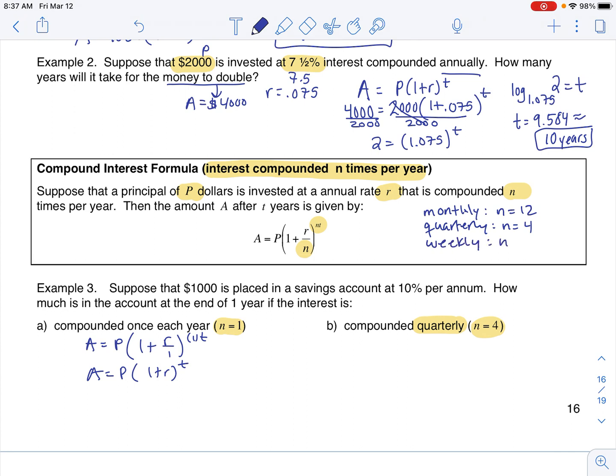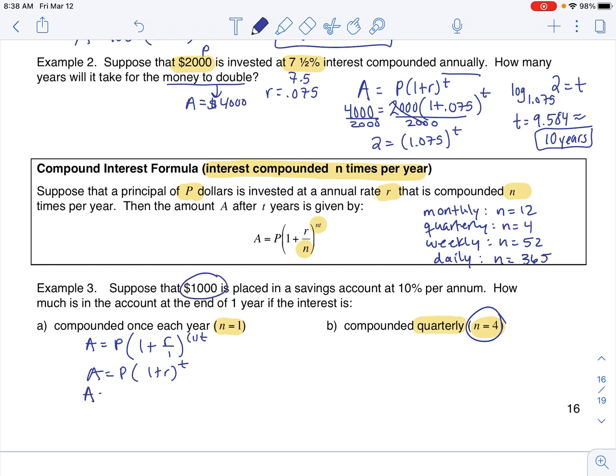Weekly, N would be 52. There's 52 weeks in a year. Daily, N would be 365. You can just leave it 365. So you just divide the year into that many number of segments, and that would be your N. Compounded quarterly means 4 times a year it's going to be compounded. So our N is going to equal 4.